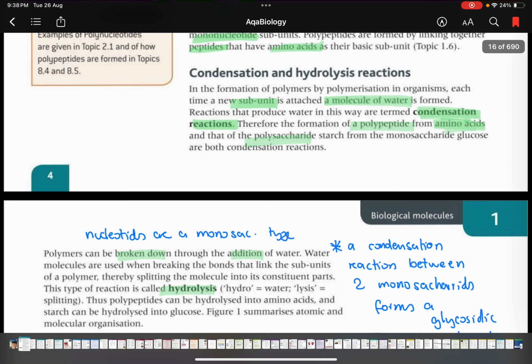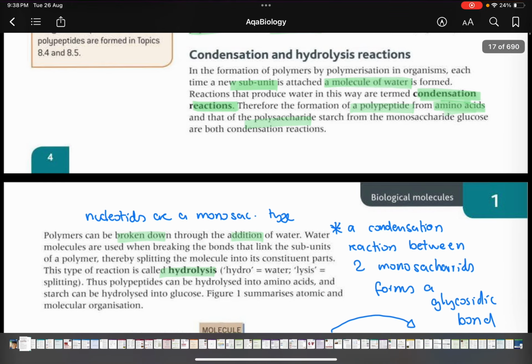Reactions that produce water are called condensation reactions. And you can remember that because we learn about condensation in terms of when a gas cools down, it turns into a liquid, and you may see, in your bathroom mirror after you take a shower, the steam actually turns into little droplets of water if you have a cold mirror. So you can remember the whole condensing process and the fact that water is being produced. Therefore, the formation of a polypeptide from amino acids and a polysaccharide starch from monosaccharide glucose are both condensation reactions. Now, you might be wondering what's the difference between these two.